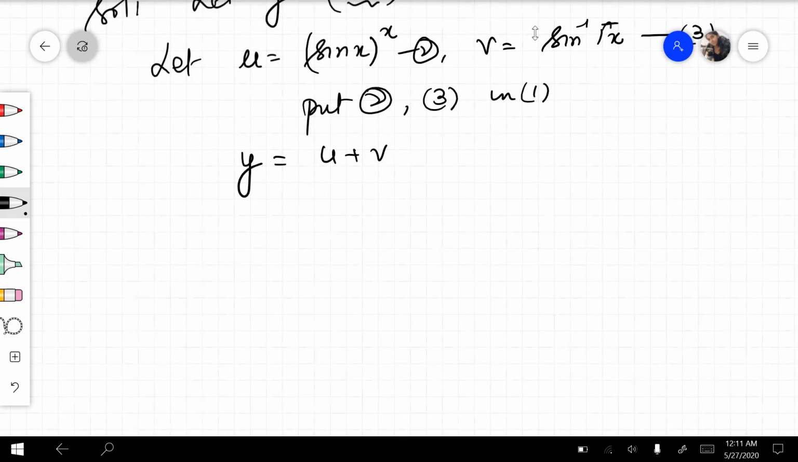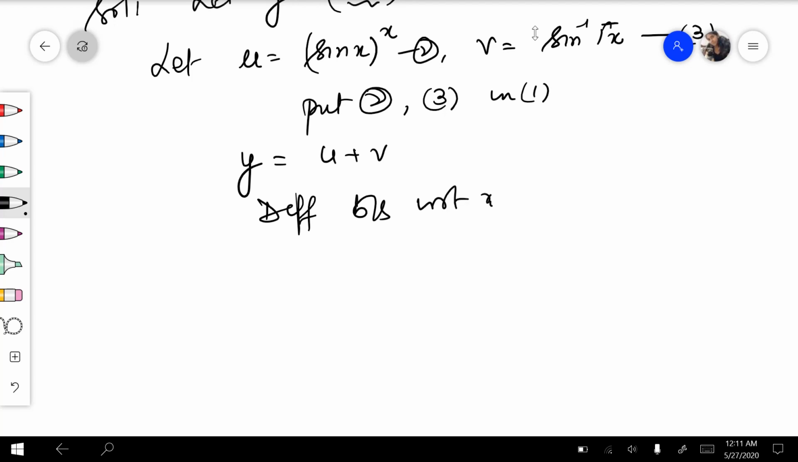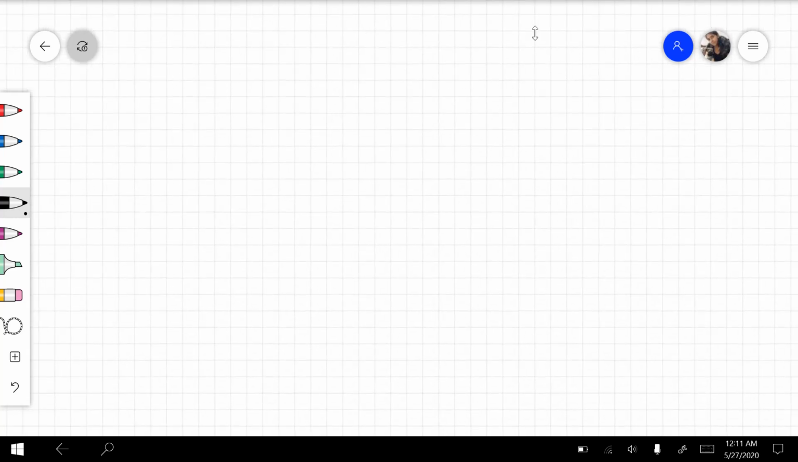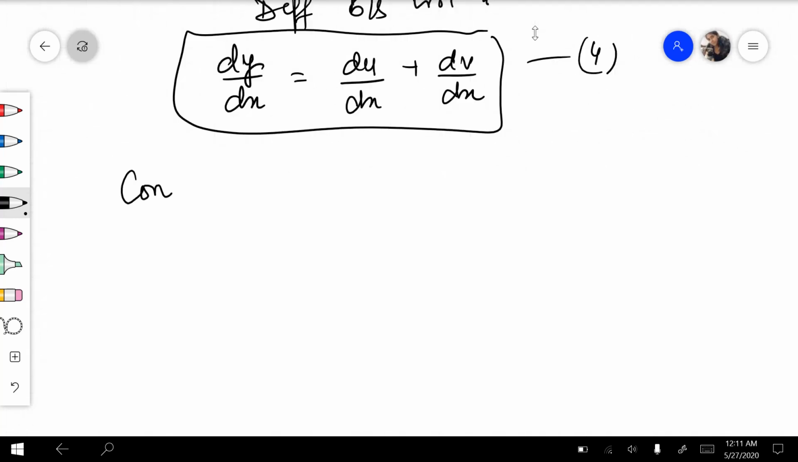Differentiate both sides. Which gives you dy upon dx is equal to du upon dx plus dv upon dx. This is equation number 4. To get the final answer, we require du upon dx where u is given. So consider u where u was equal to sine of x whole power x. Apply log to the base e.